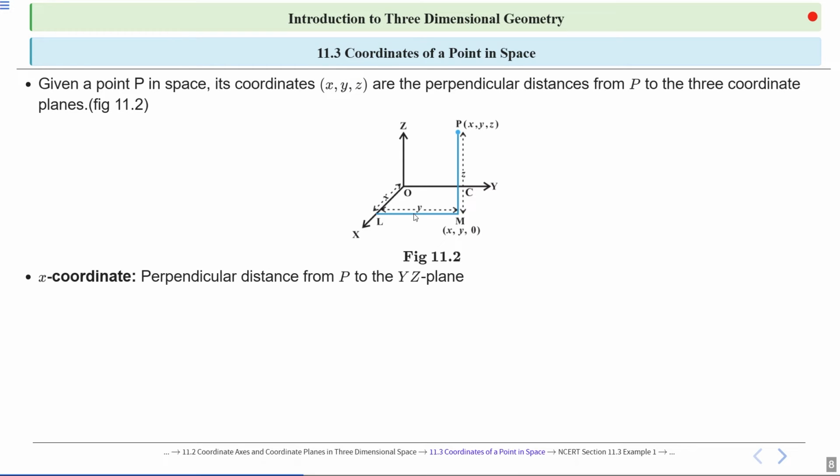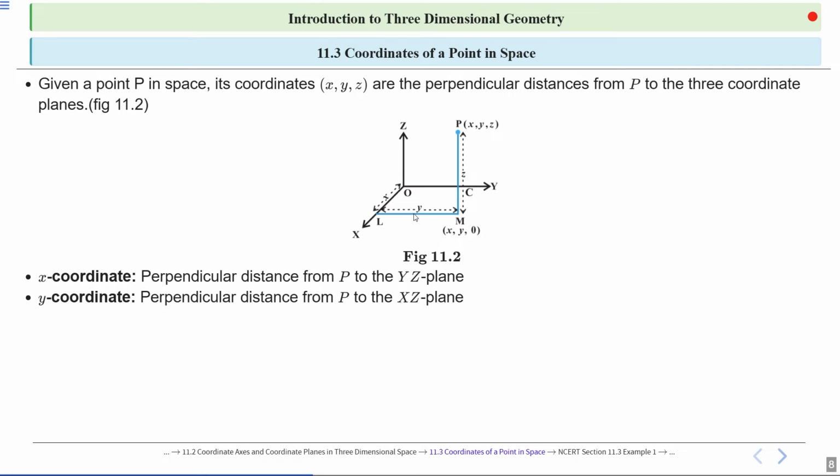Now let's examine the x coordinate first. The x coordinate tells us how far point P is from the yz plane, measured along a line perpendicular to that plane. So if we imagine dropping a straight line from P to the yz plane, the length of that line is the x coordinate.